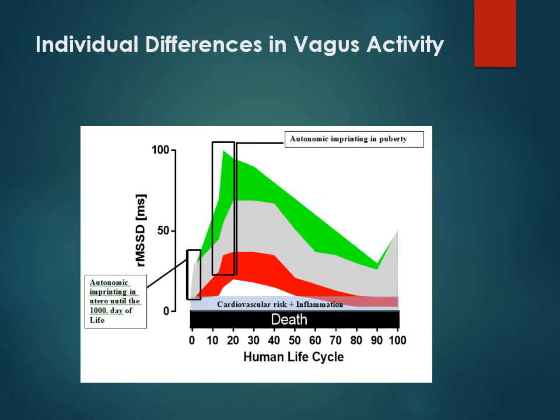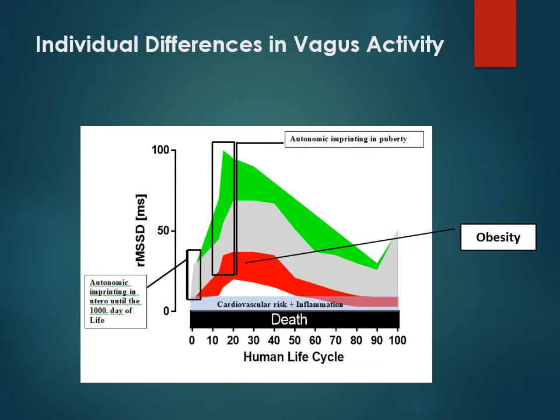There are important individual differences in vagus activity, represented by the parameter RMSSD in this slide. Again, we can recognize the steep increase of vagus activity by autonomic imprinting within the first 1,000 days of life. There's a further steep increase during puberty and a steep decrease between 40 and 15 years of life, and a further slow decrease of heart rate variability until death.